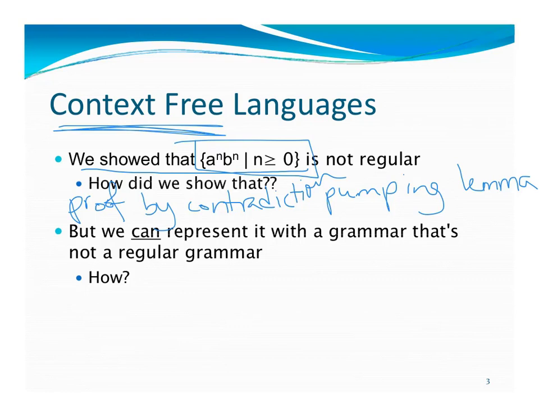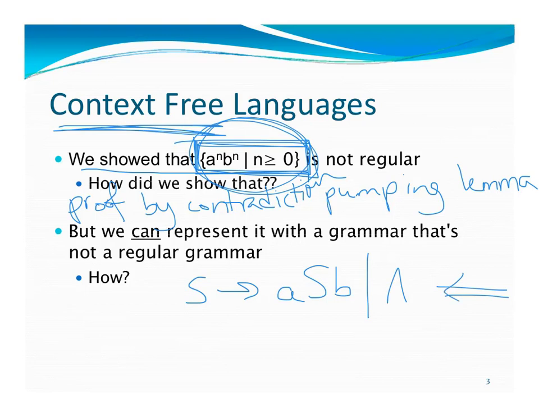Now, we know that we can represent this a to the n, b to the n using a grammar, right? If you remember when we started learning about grammars, the first thing we did was learn about grammars that were just generic grammars, not regular grammars, right? So we could write something like S goes to A S B, or lambda, right? And that will generate this language. This is not a regular grammar, right? We know that because there's this non-terminal right in the middle there. But it is a grammar, right?